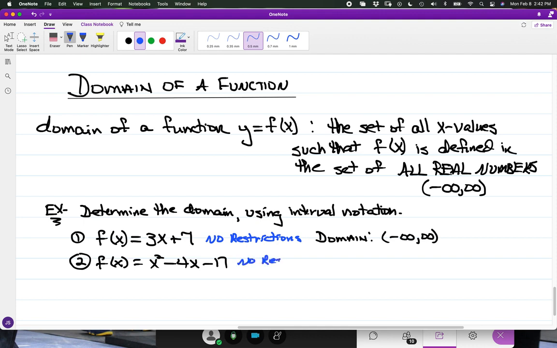So while we have an entirely different function in comparison to the first case, in terms of the domain, history repeats itself, because there are no restrictions placed upon x. We have, once again, the domain will be the set of all real numbers.